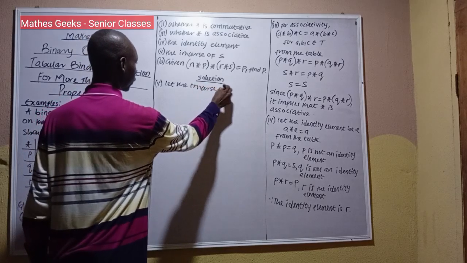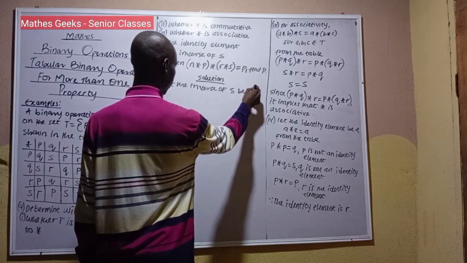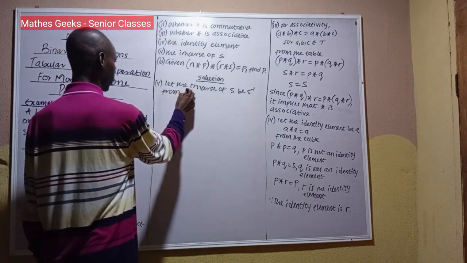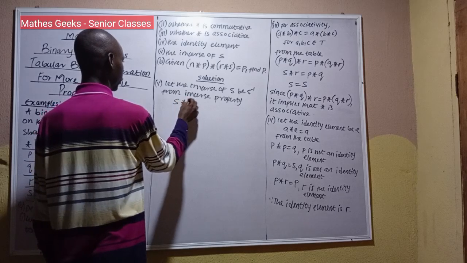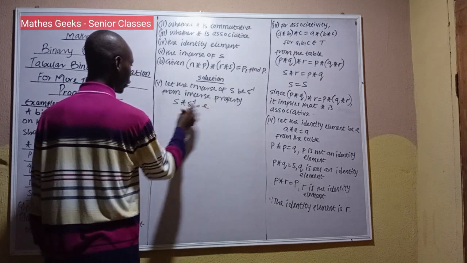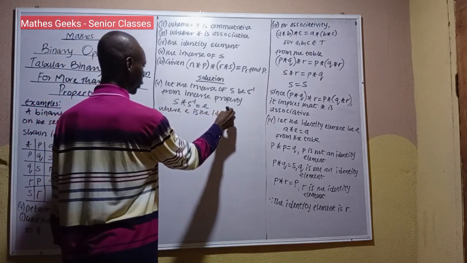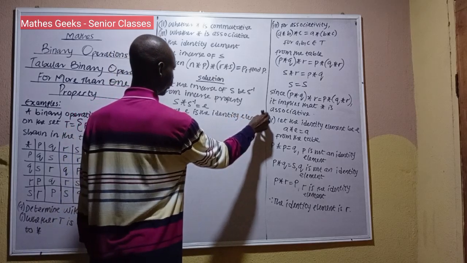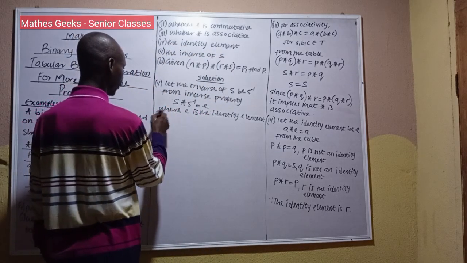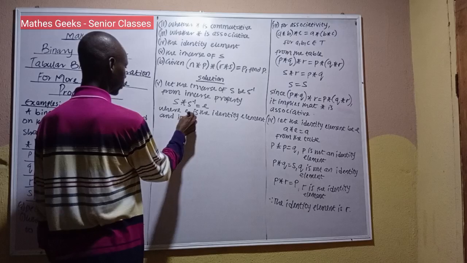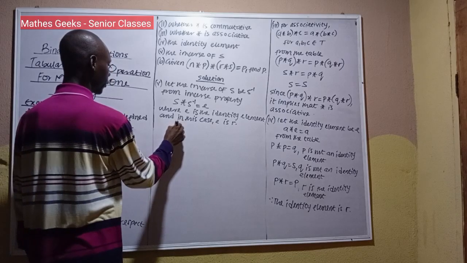Let the inverse of S be S inverse. From the inverse property, S operation S inverse gives us E, where E is the identity element. In this case E is R.